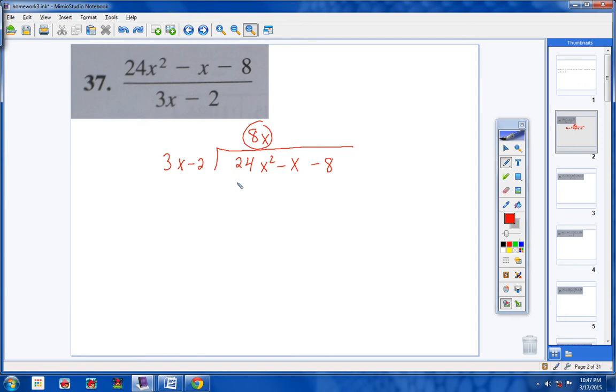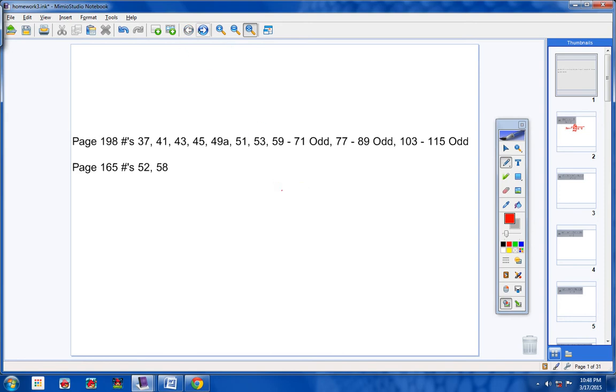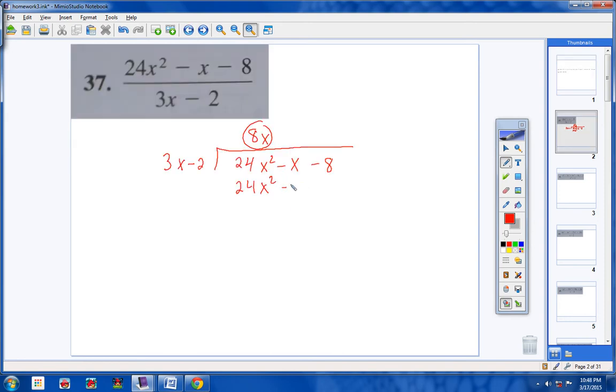So 8 times 3 is 24x squared, and 8x times negative 2 is negative 16x. Now, I put that negative 16x right here because it matches with this term right here. We then change the signs and we combine. So 15x. Now, I usually don't bring down the next term, I wait. I divide first term into first term. So I'm going to put a 5 right here.